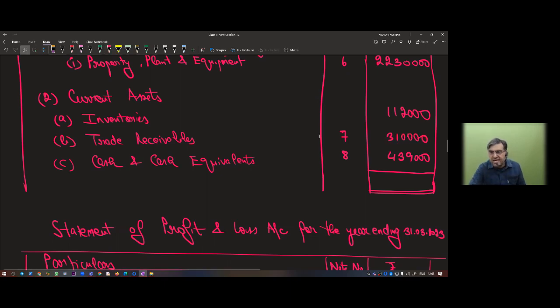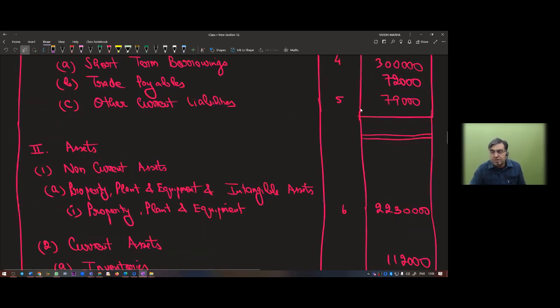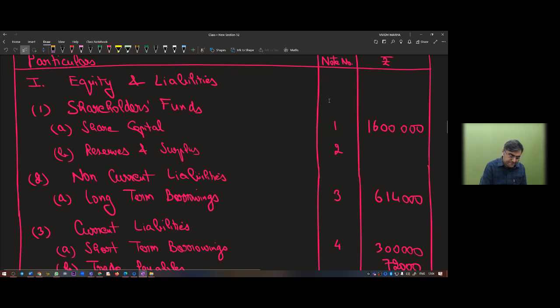This total of the asset side is yet to be reconfirmed. It is just imaginary. 2230 plus 1,12,000 plus 3,10,000 plus 4,39,000. It's all imaginary. It is not sure. Please remember, it is subject to confirmation. I am again writing 3091, but please understand, it is not final.